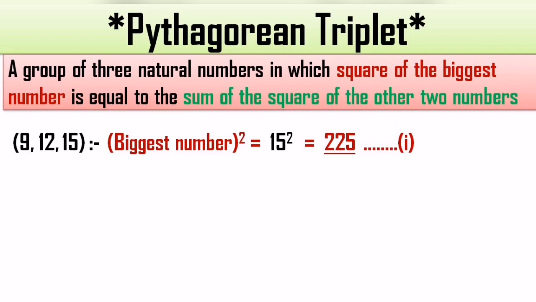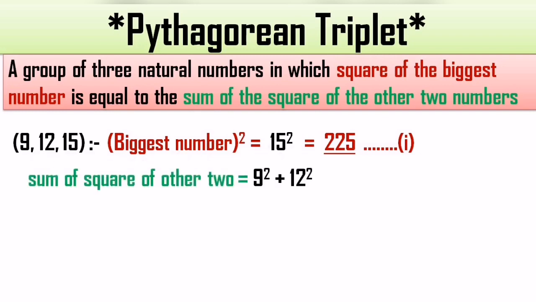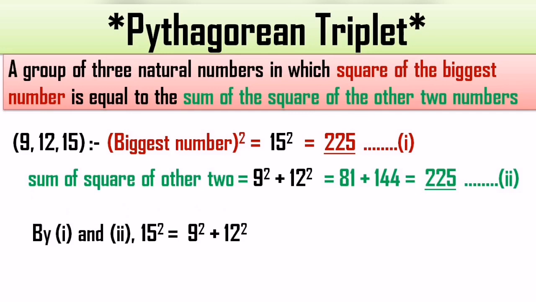Then I'm going to find the sum of square of the remaining two numbers. So 9 square plus 12 square, first of all we will do square and then we have to add it. So 9 square is 81 and 12 square is 144, right? And if you add it you get the answer 225. Now observe this, number 1 it is 225, number 2 again it is 225. As these two are equal with each other, we can say 15 square in short is equal to 9 square plus 12 square.